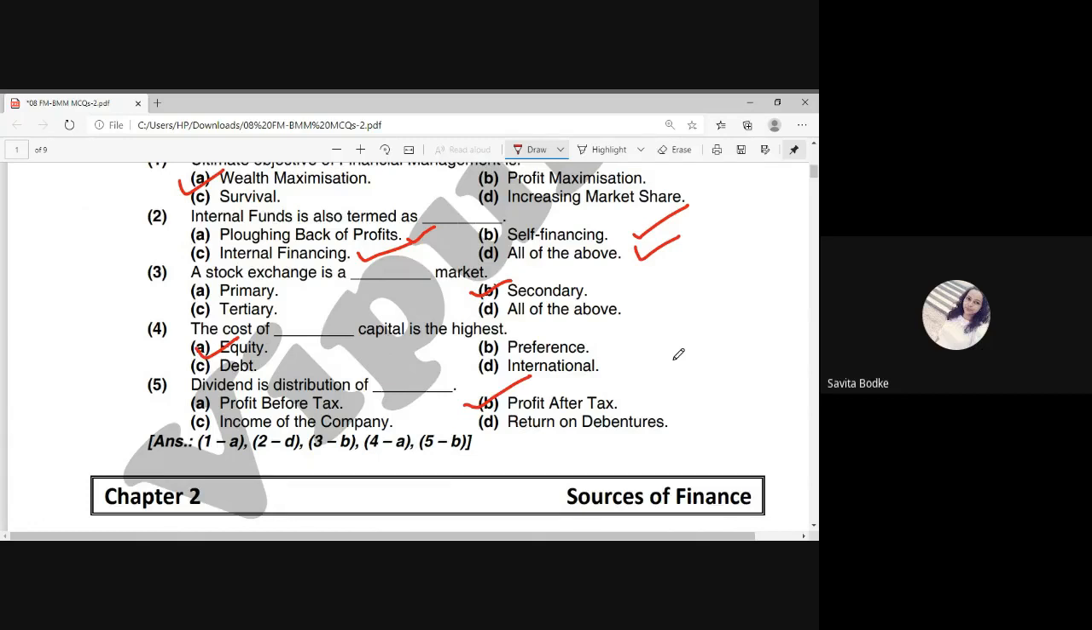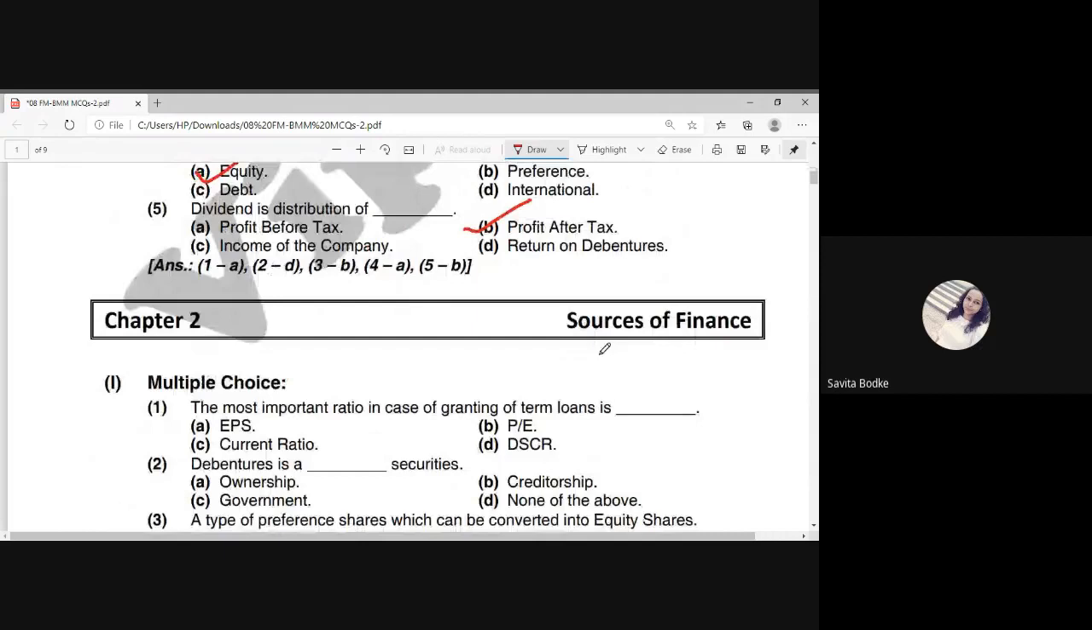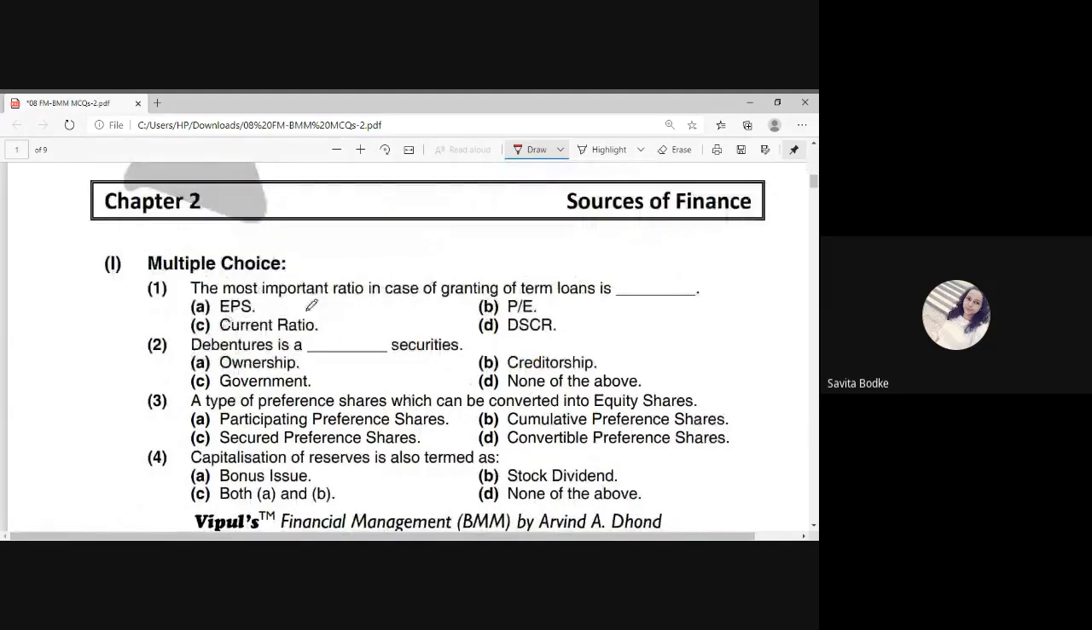Clear? Now we will move on to the next chapter, that is sources of finance. Now over here we have the first MCQ. The most important ratio in case of granting of term loan. Now they have asked you about the term loan. So the appropriate answer is DSCR.